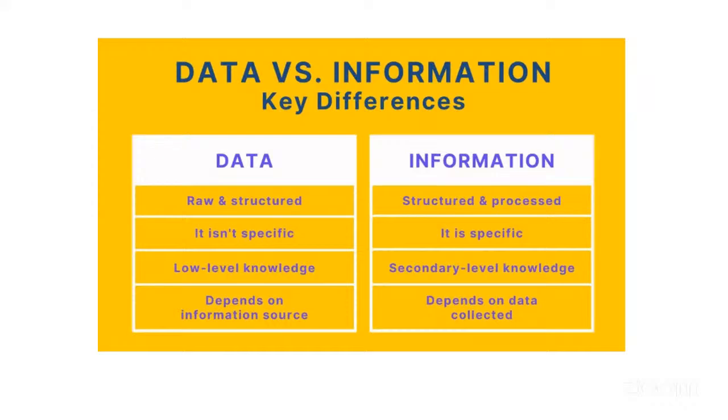Sweta, you? Data is structured or unstructured numbers, symbols, the raw values, and information is processed data that has been organized. Yes, everybody is right. But data is nothing but whatever you collected, that is data.